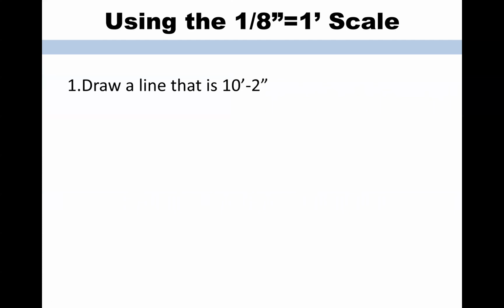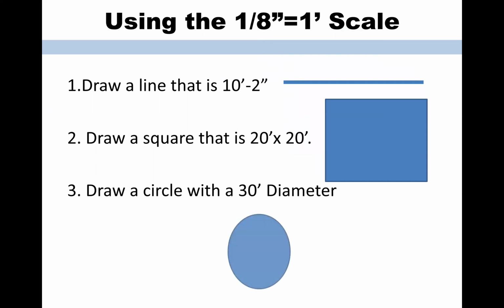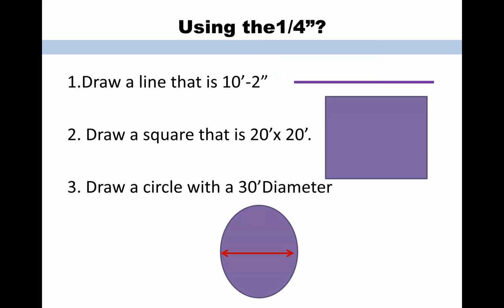Using the 1/8 inch scale, you can draw a line that is 10 feet, 2 inches. You can draw a square that is 20 feet by 20 feet. And you can draw a circle with a 30 feet diameter. And using now, on another sheet of paper, you can use the 1/4 scale. You would do the same instructions. Draw the line, the square, and the diameter that is 30 feet.